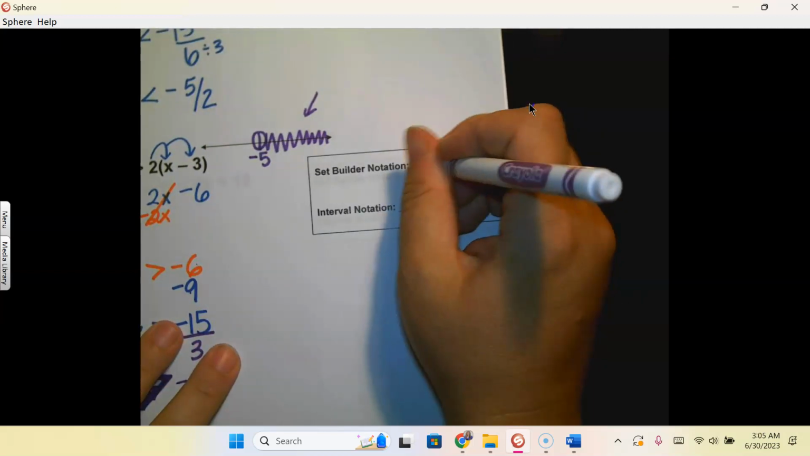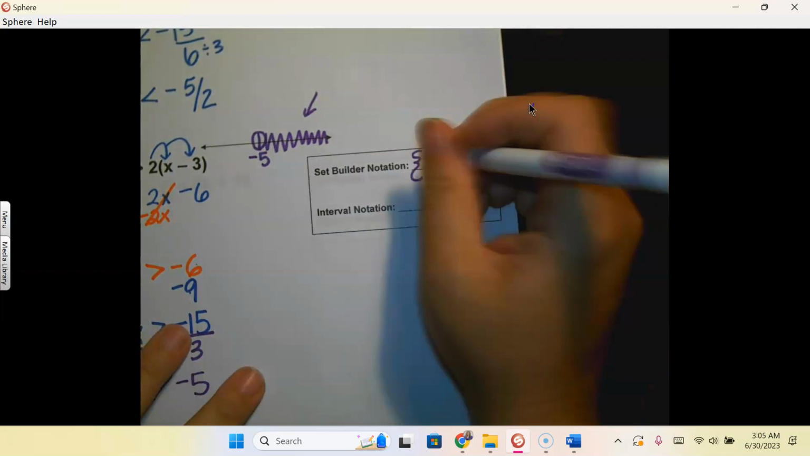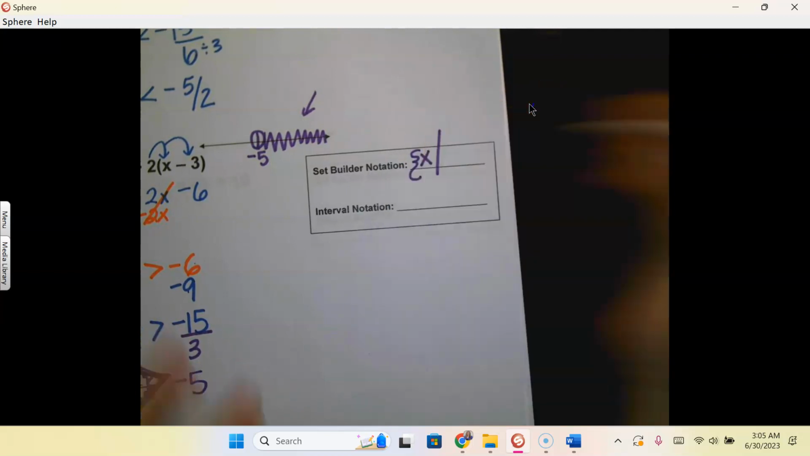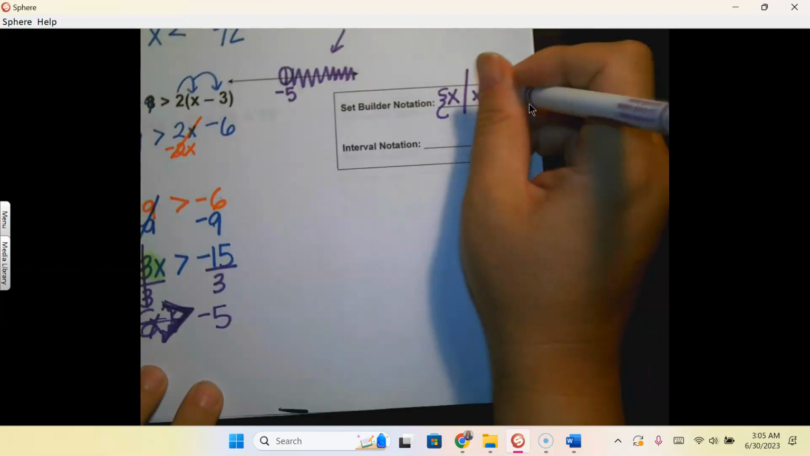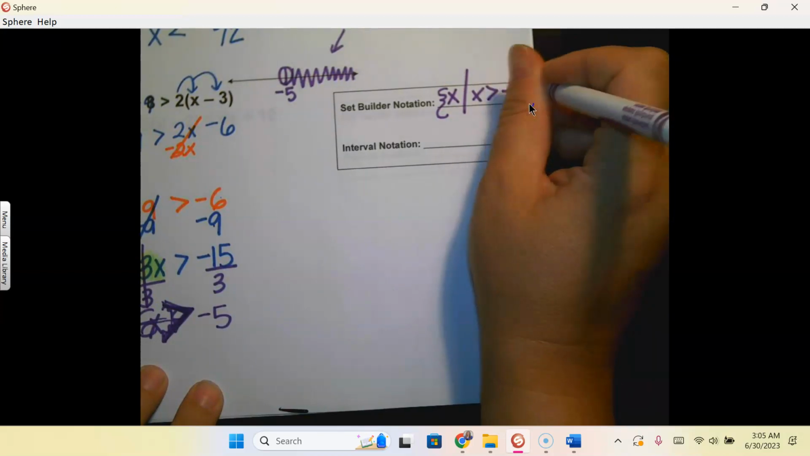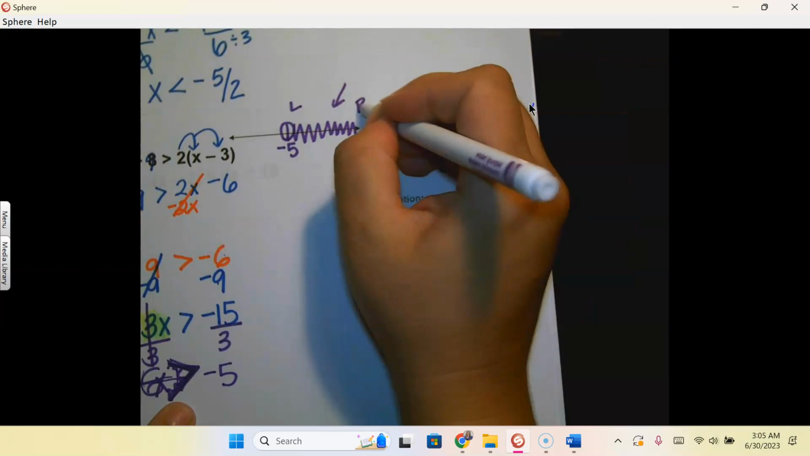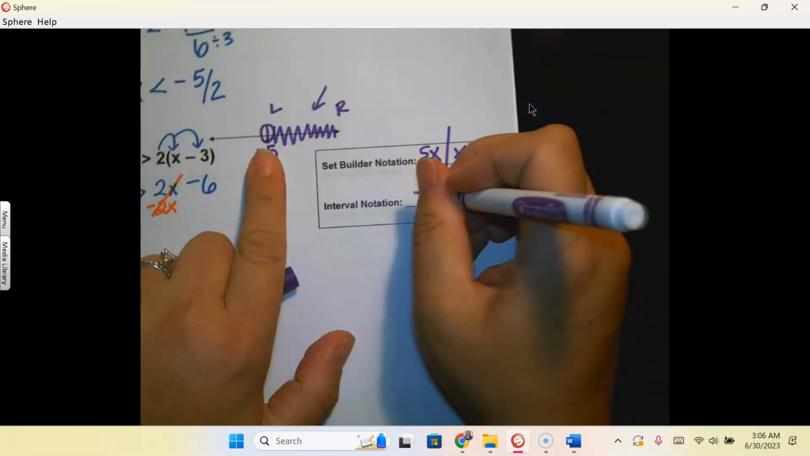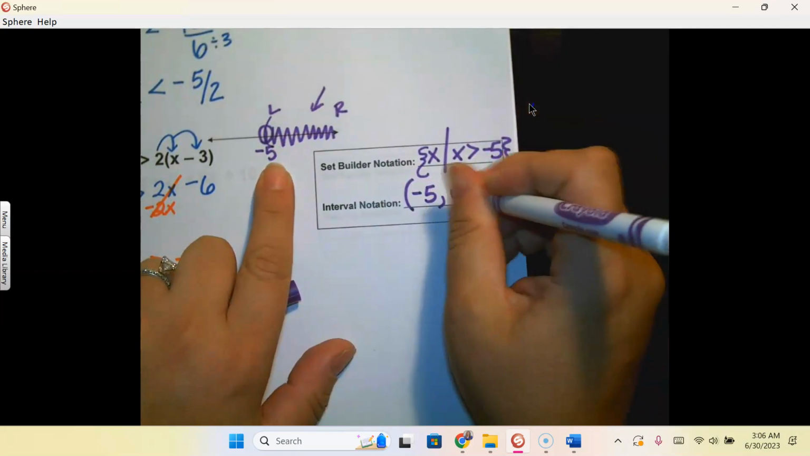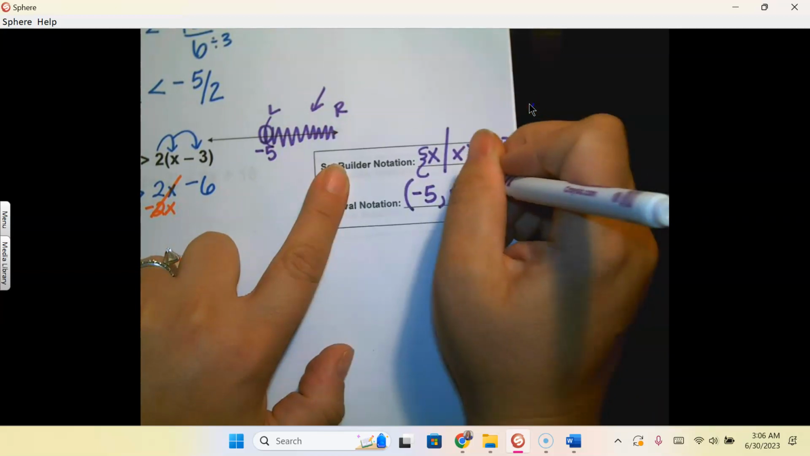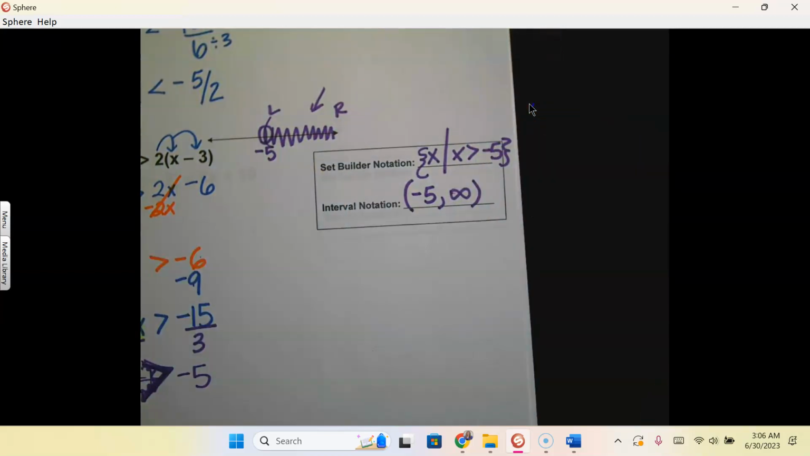Okay, so set builder notation, we need our curly brackets. The variable in this problem is x, so such that. And then we're going to just write this right here. And then interval notation is when we go from the left to the right. So it's going from negative 5, parenthesis, because it's an open circle, and then comma, and then it goes infinitely to the right. And we always put parentheses around our infinity.